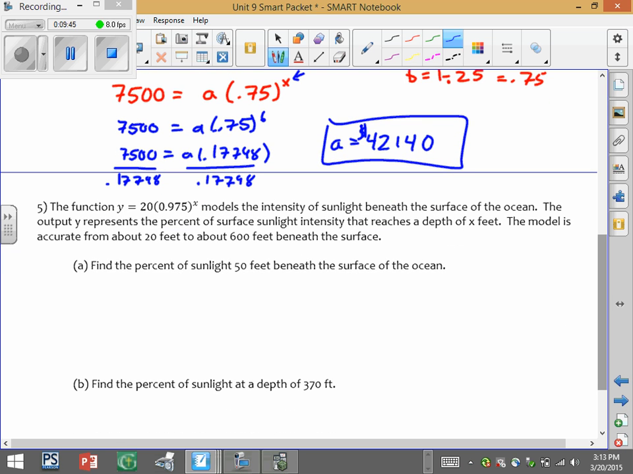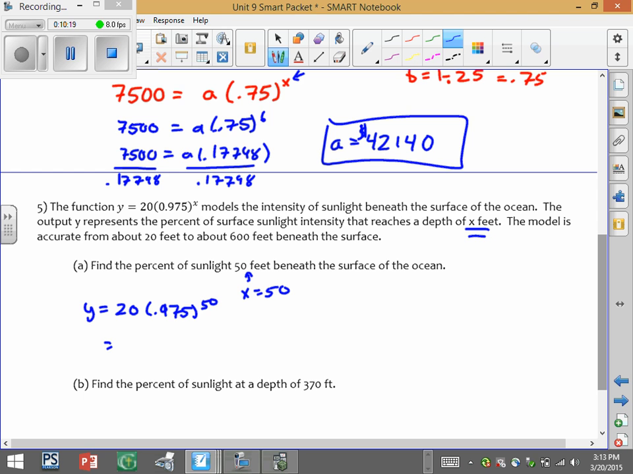So the function here models the intensity of sunlight beneath the surface of the ocean. So y represents the percent of surface sunlight at a depth of x feet. So the model is accurate from about 20 feet to 600 feet. So find the percent of sunlight 50 feet beneath the surface of the ocean. So in other words, they give us an x. So let's plug in x equals 50. So here, again, we're looking for y equals 20 times 0.975 raised to the 50th power.